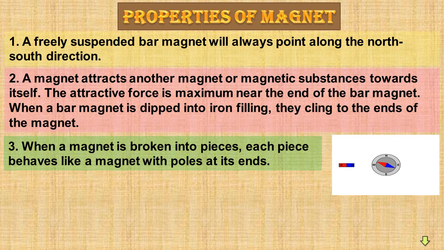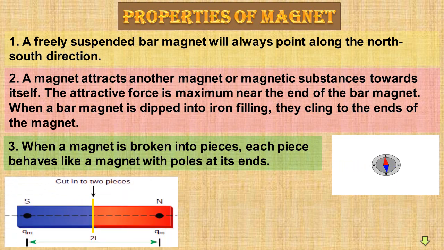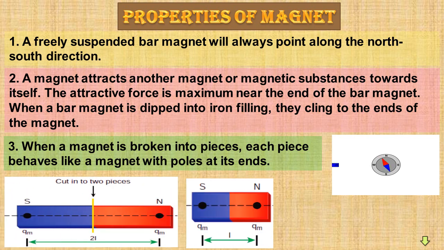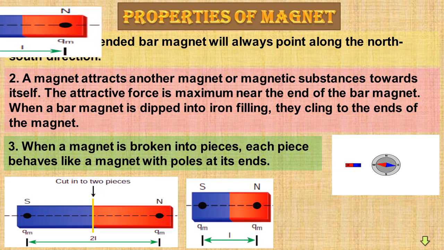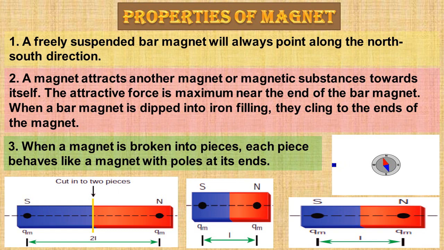When a magnet is broken into pieces, each piece behaves like a magnet with poles at its ends. See, if you cut this magnet into pieces, this south and north have both the charges Qm and Qm. Each piece has a south and north. Both have lengths also. Clear? So there is no difference in magnetic strength.